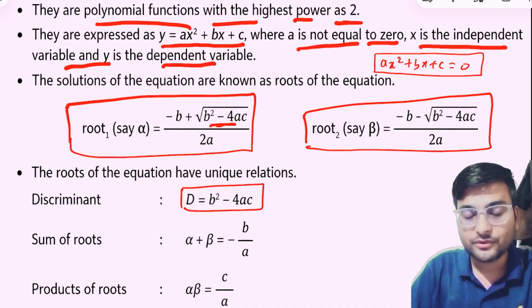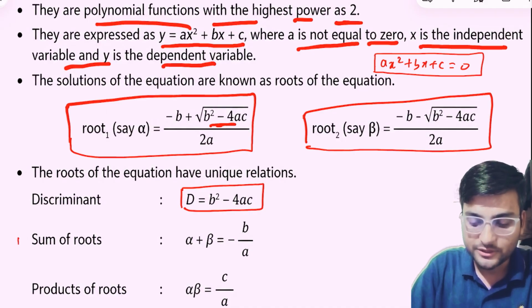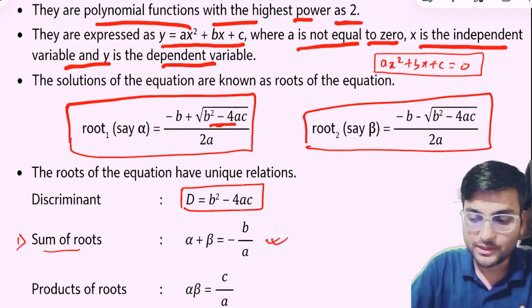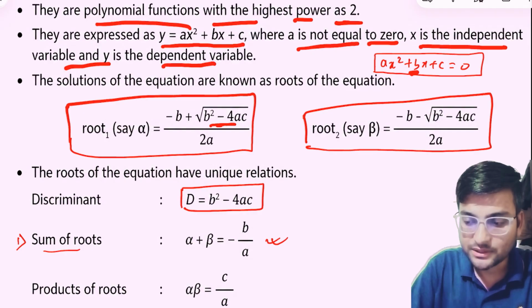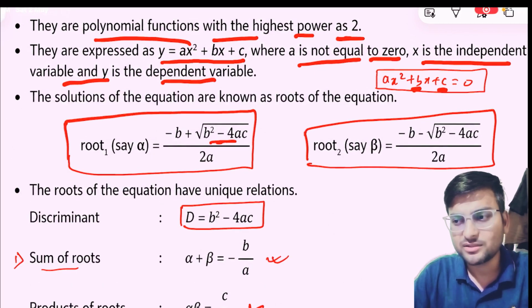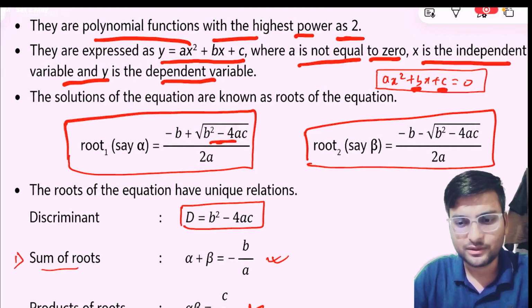There are also some important formulas. The first formula is the sum of roots: alpha plus beta is equal to minus b by a. Here b is the coefficient of x, and c is the constant value. And the product of roots, alpha into beta, is equal to c by a. This much knowledge of quadratic equations is enough for our physics subject, and you will be able to solve the problems.